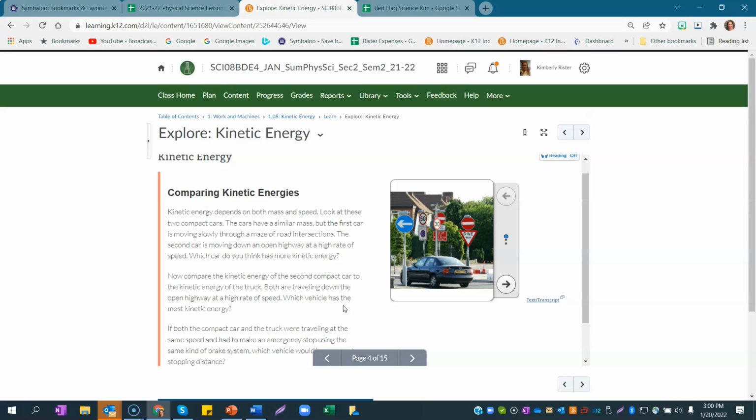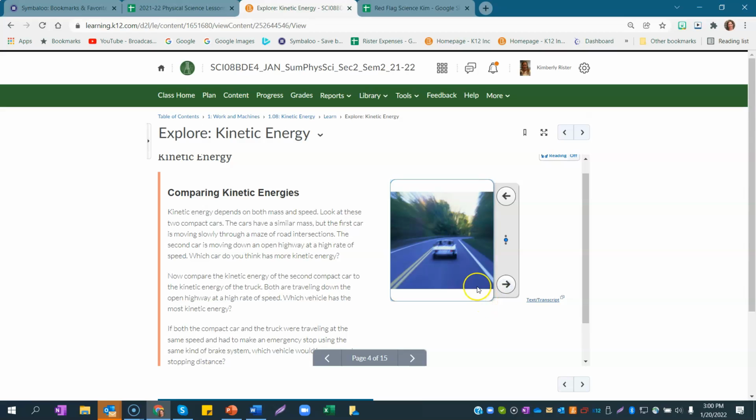So if you look at the two compact cars, the cars have a similar mass, but the first car is moving slowly through a maze of road intersections. The second car is moving down an open highway at a high rate of speed. Which car do you think has more kinetic energy? Okay, so if we're comparing those, one's going faster. If it's got more speed, it has more kinetic energy.